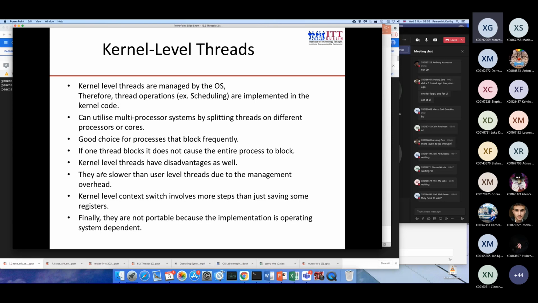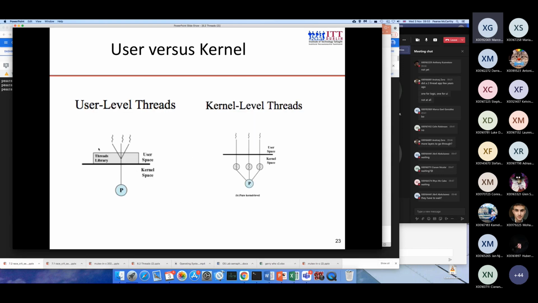The disadvantages are on the next page. They're slower. Okay, fine. They're slower in terms of creating them and in terms of switching them, because you're using the OS. But their advantages, I think, outweigh their disadvantages. A context switch involves more steps, yeah, because obviously if you're up here, the steps to flick between him and him are very, very small, because the OS has nothing to do with it, whereas to flick between here and here, the OS is involved.